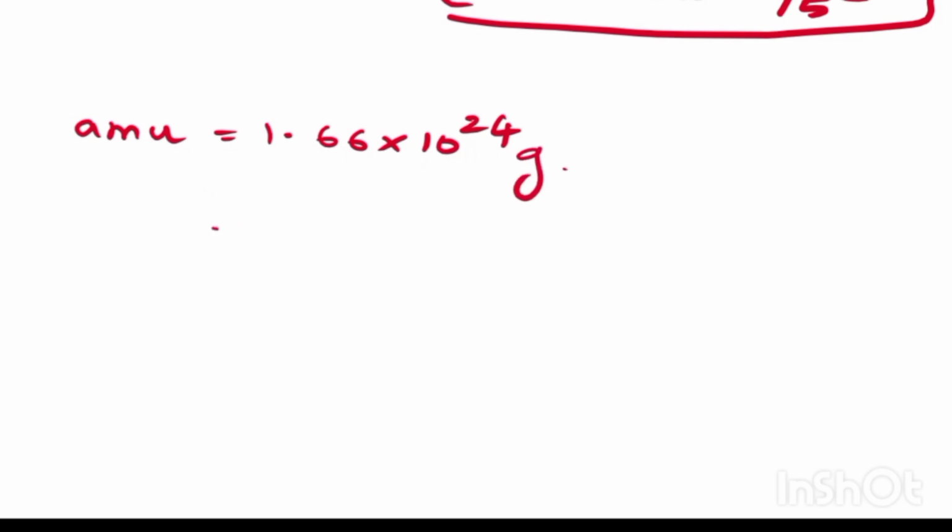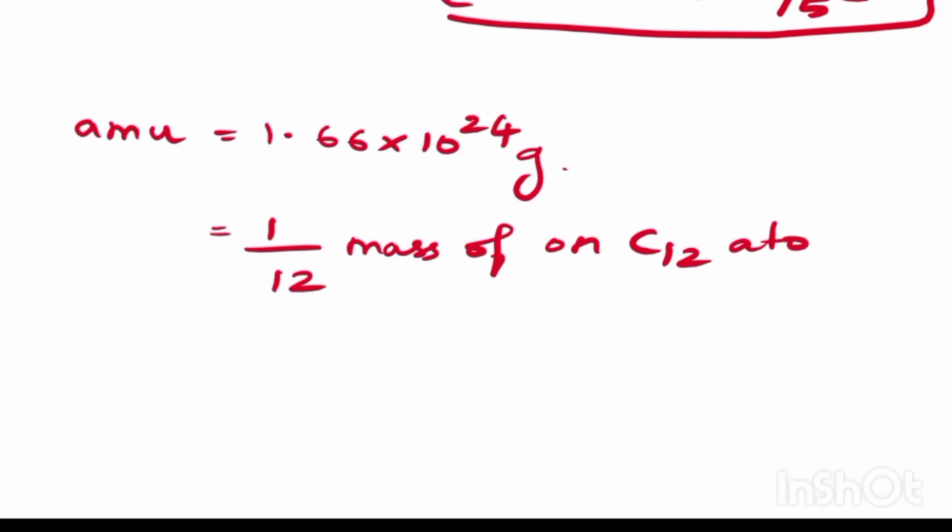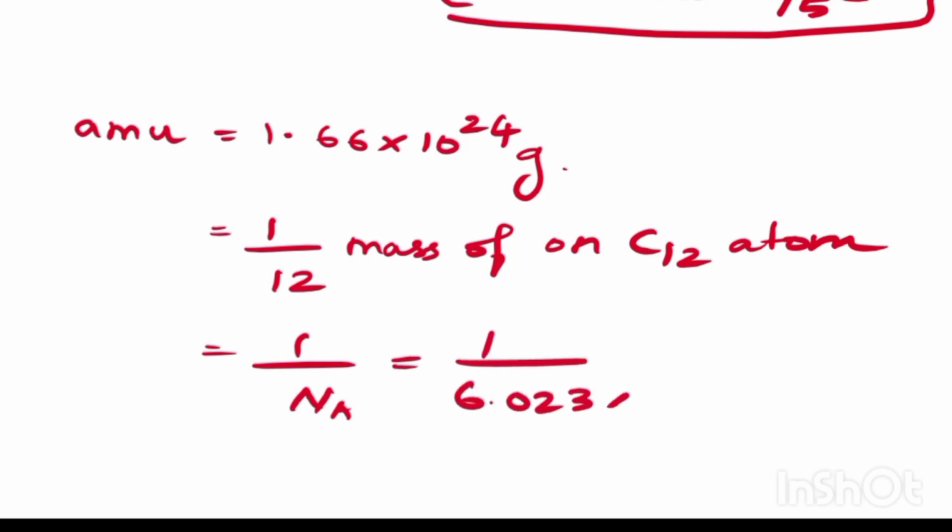Actually, what is AMU? AMU is 1 by 12th mass of 1 C12 atom, which can also be written as 1 by Avogadro number. So what is the value of Avogadro number? It's 6.023 into 10 to the power 23, right? So 1 by 6.023 into 10 to the power 23 will give you the value of AMU, that is 1.66 into 10 to the power minus 24 gram.